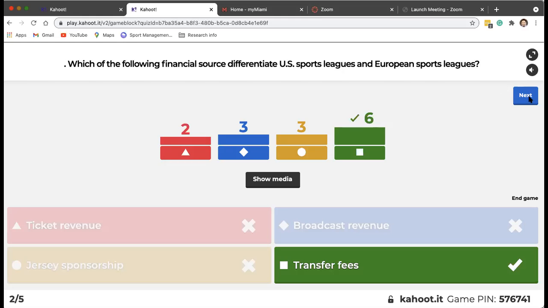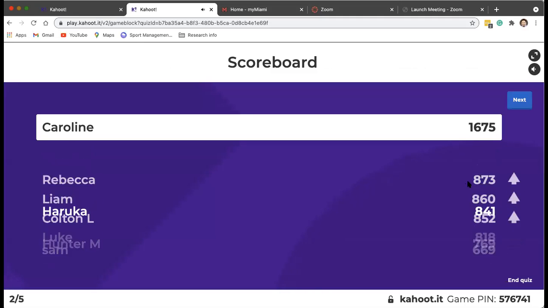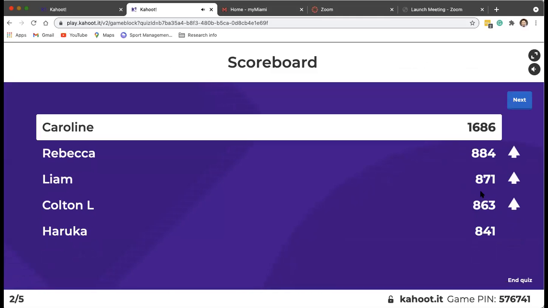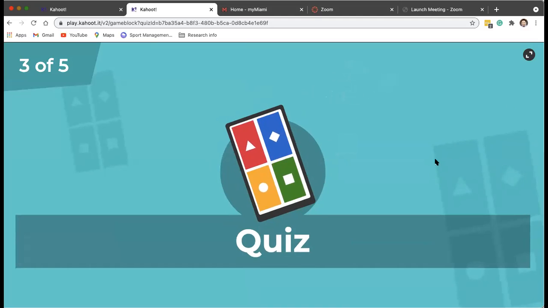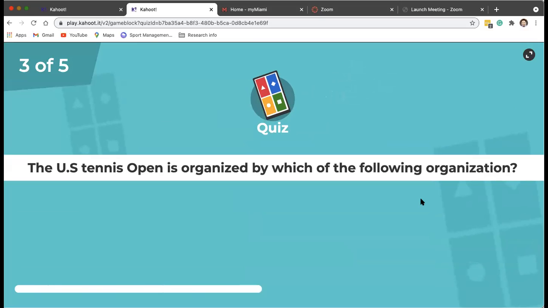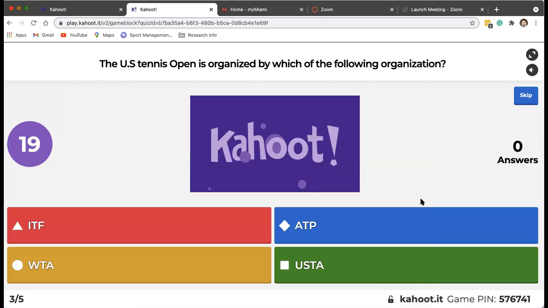So after the first 2 questions, this is the current ranking, right? Caroline's still leading. It seems like Caroline is the only participant who was able to answer both questions correctly. This is the top ranking. Next question, question number 3. The US Open Tennis is organized by which of the following organizations? ITF, ATP, WTA, and USTA.